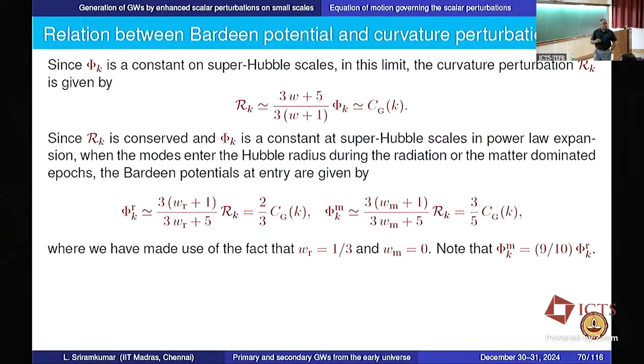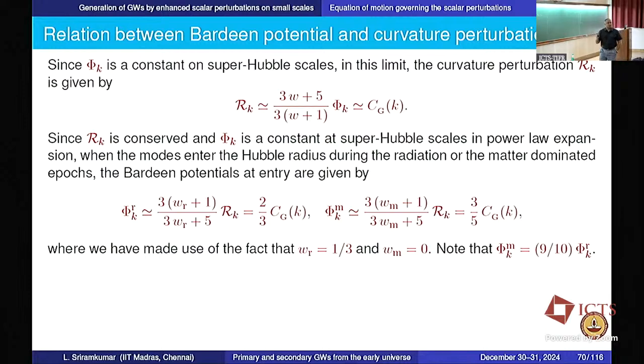That is why you often see factors of 2 by 3 when you go from inflation to radiation domination. And there is a 3 by 5 relation between the primordial perturbations. If you're talking about modes which re-enter during matter domination, there is a factor of 3 by 5, and all I have made use of is the fact that w_R is 1/3 and w_M is 0. And it is interesting to note, you can now try to relate phi_k(m) using CG of k and phi_r, and they have a factor of 9 by 10.